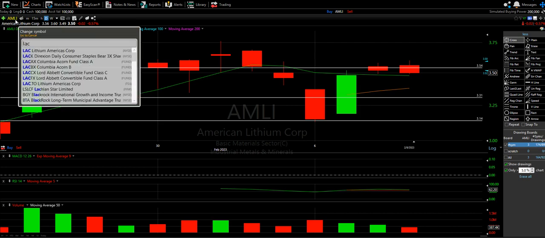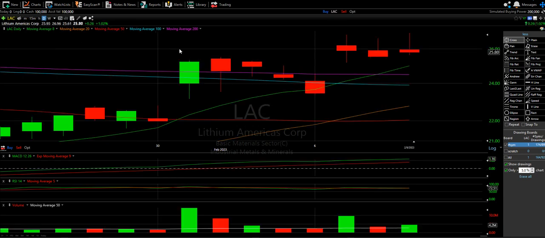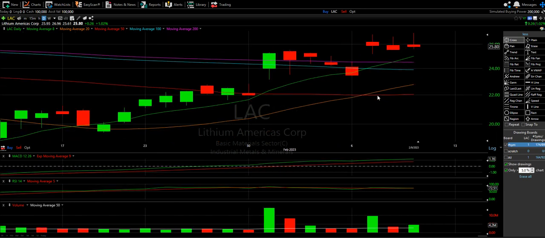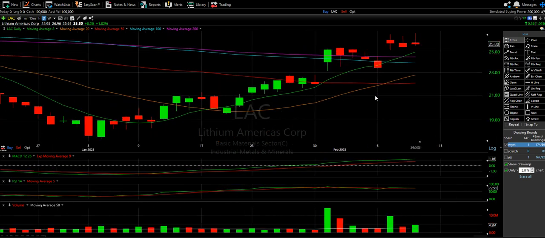So again, what we were just looking at was American Lithium. This next one is Lithium Americas, okay? Let me zoom out because clearly a good amount has happened here. So first and foremost, hey, look at that, right? Riding the 8 moving average like a beast, okay? I love it, all right?